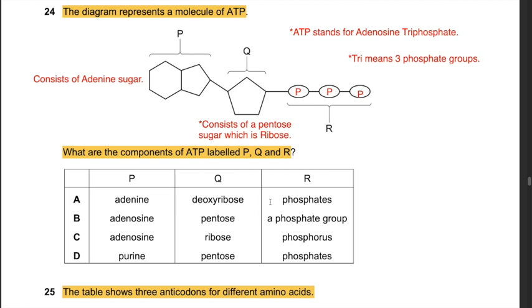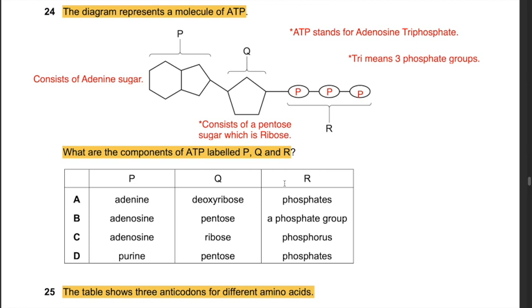Question 24. The diagram represents a molecule of ATP. What are the components of ATP labeled P, Q and R? P consists of adenine, which is a purine. Purines are guanine and adenine. Q consists of a pentose sugar, which is ribose. And R is basically 3 phosphate groups, because ATP stands for adenosine triphosphate, and by the meaning of tri, it means 3 phosphate groups. And if you go to the answers, R represents phosphates, not a phosphate group and not phosphorus. Therefore, the answer being either A or D.